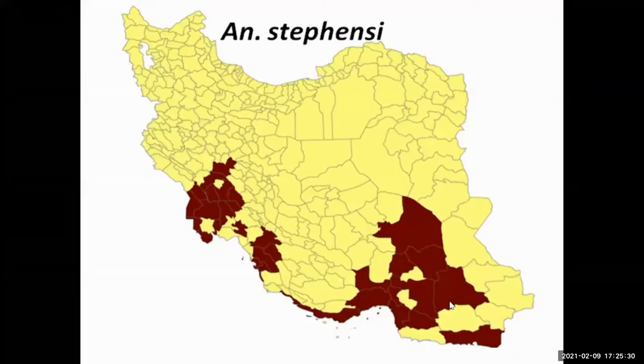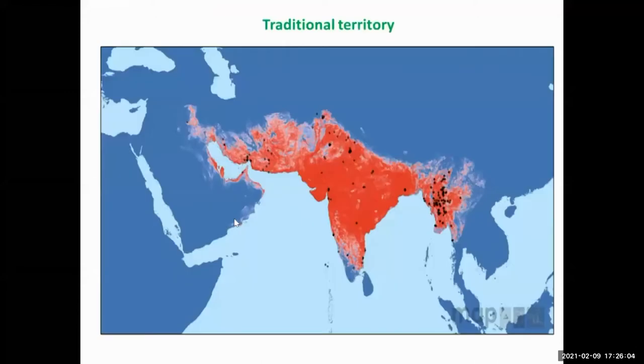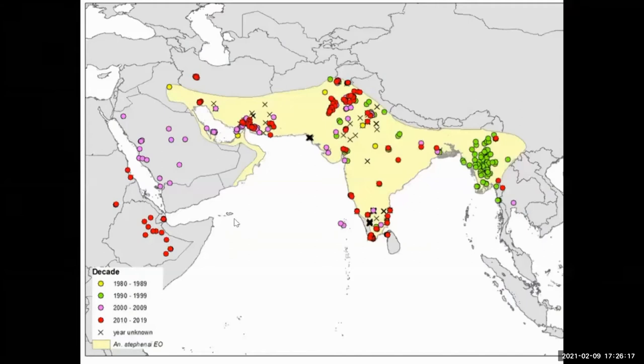Now, the distribution of this species in Iran is limited to the southern parts of the country, where we have the coastal areas of the Persian Gulf and the Sea of Oman, where the weather is generally hot and humid throughout the year, especially during the warmer summer months. It has a worldwide distribution from Western China to the Middle East, and recently invaded some countries in the Horn of Africa, and our colleagues covered this part very well in their presentations. So that is why this species is crucial and very important in malaria control in the whole of the region and beyond. And that is why WHO is concerned with the increasing range of this species.